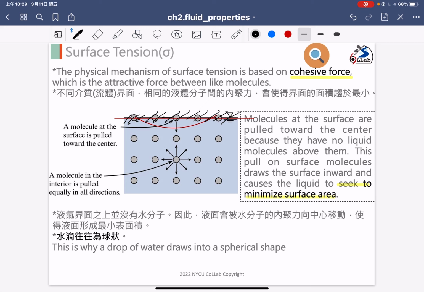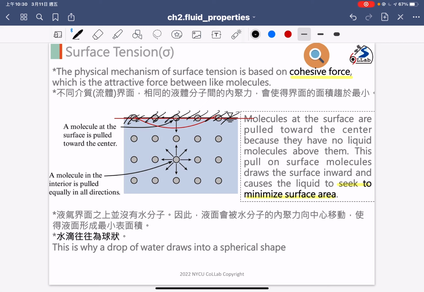That's why you can always see the water become a bubble. Why will the water become a bubble? Because the spherical shape always has the smallest surface area. If your shape is not spherical, the area will be larger than the spherical area. So that's why sometimes you can see the water become a bubble, because this is due to the surface tension, and the purpose is to minimize the surface area.